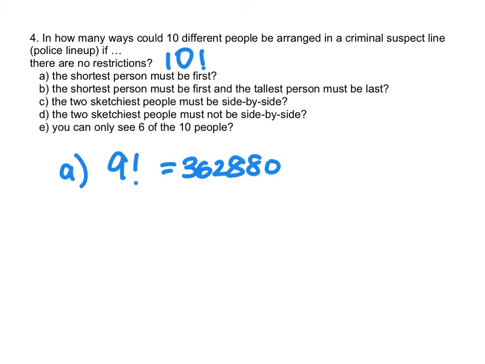Which is 362,880. Shortest person must be first and tallest person must be last. So that's now 2 people taken out, so that's just 8 factorial.